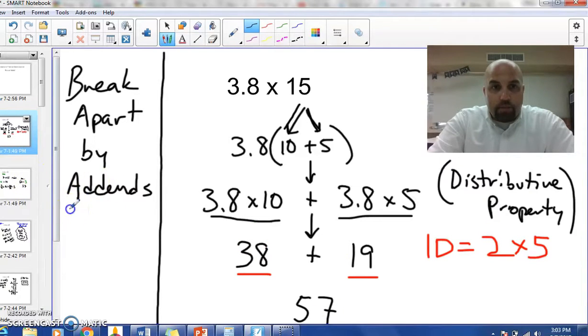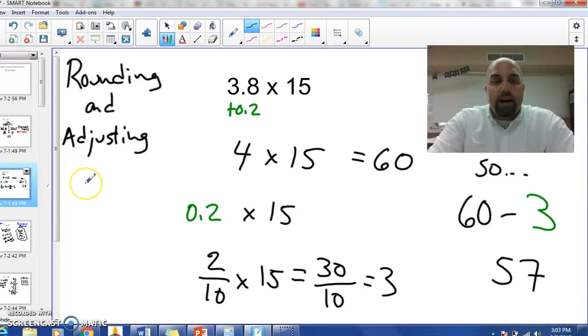Okay, so that's break apart by addends. Another way you could have solved this is by rounding and adjusting. Sorry for my bad handwriting here. So we're going to round. Because 15 is right smack dab in the middle of 10 and 20, we're not going to round 15, but we are going to round 3 and 8/10. Now 3 and 8/10 is really close to a whole number that's easy for us to multiply. It's easy for us to multiply by 4. So I'm going to add 2/10 to 3 and 8/10 and give me 4 wholes. Then all I have to do is 4 times 15, which equals 60.